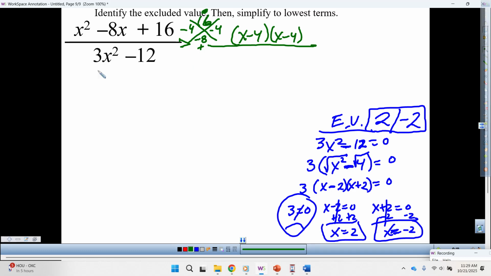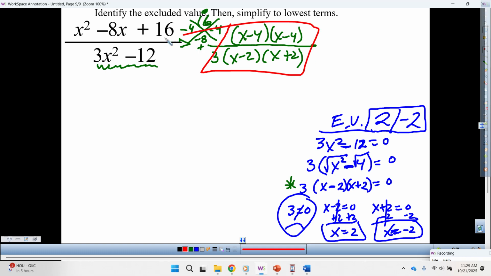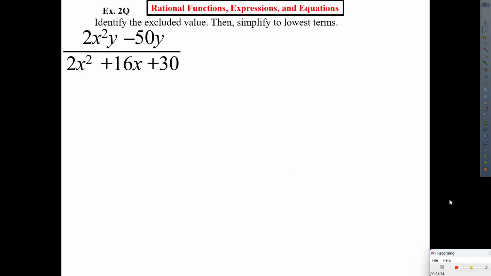Next, look up. Do we know how to factor this one? Yeah, it's already over here. So it would be 3 times x minus 2, x plus 2. We did that earlier, yeah? All right. Question, do we have any giant ones? No, so you box this, and you're done. All right? Let me send you the screenshot. Send me your example 2q. Example 2q reads 2x squared y minus 50y over 2x squared plus 16x plus 30.